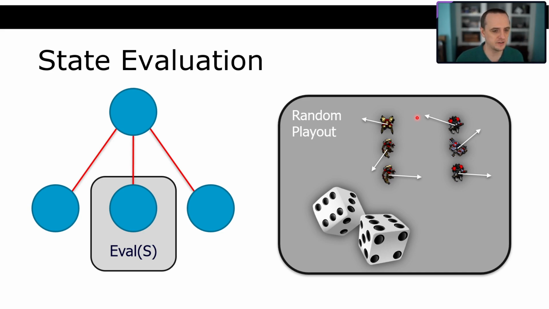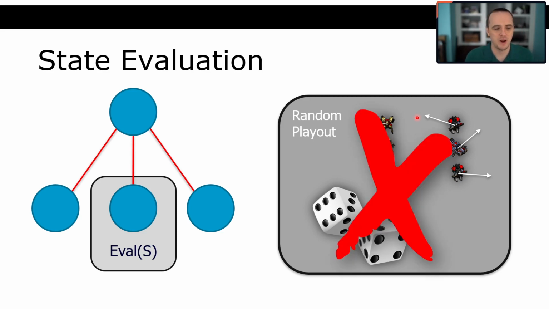So we tried random playouts, but random playouts suck in real-time strategy games. And the reason is random actions literally means moving in any direction and attacking any unit.